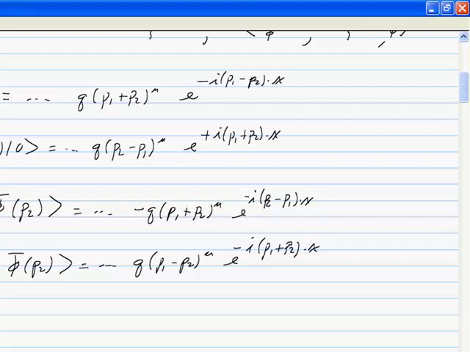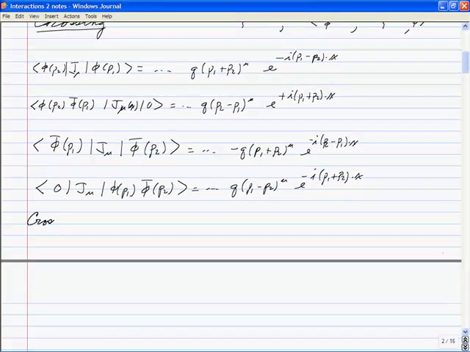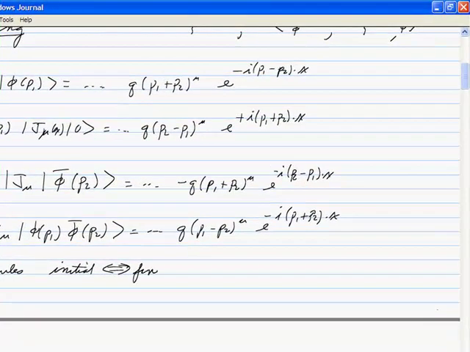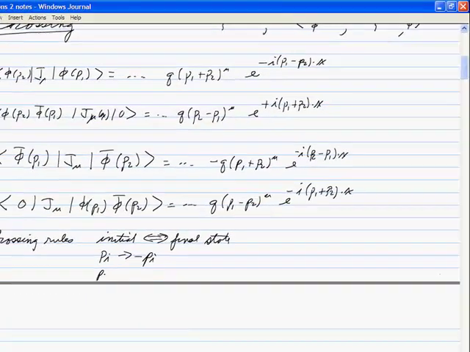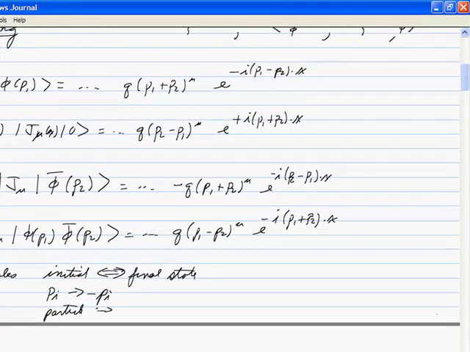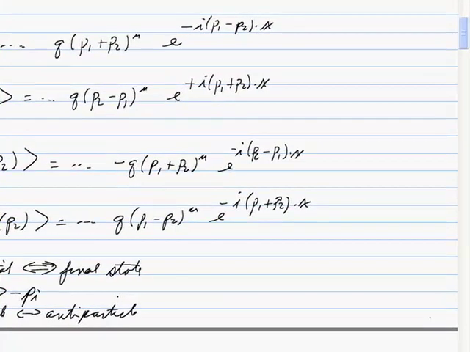So basically what we've illustrated here is what's called crossing rules. You move an initial state to the final state, or the other way, either way works. You take P_i, whatever that particle is, and make it minus P_i. And that just comes from initial and final state rules. And a particle gets interchanged with an antiparticle. Okay, so that's your general rules.